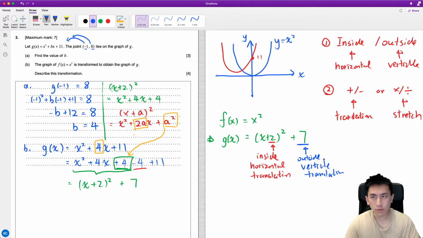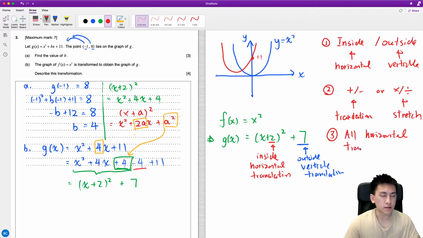Now, there's one more thing, which is actually quite important. The third thing here is that, remember, all horizontal transformation works the opposite way you think it does. Opposite way. Yeah, the opposite way you think it does, all right?